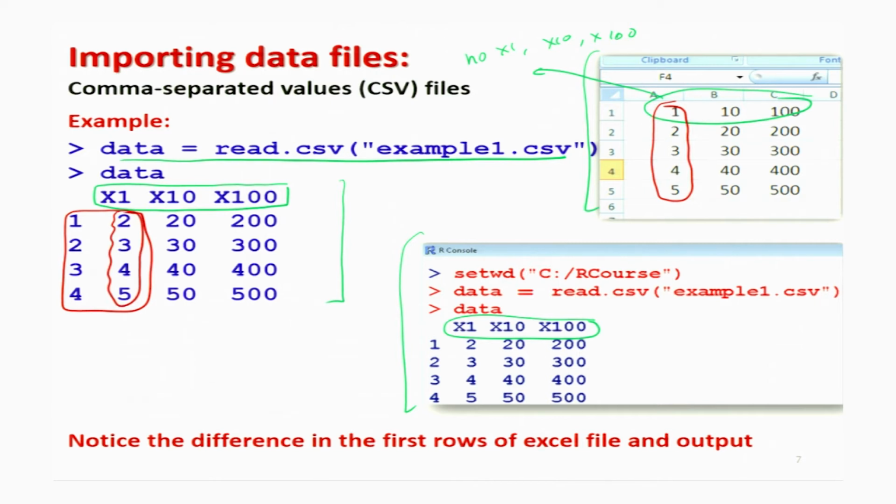So the first question is, how did X1, X10, X100 enter automatically when you have not given any such command, right? And number 2, why is this data beginning from 2 instead of 1?